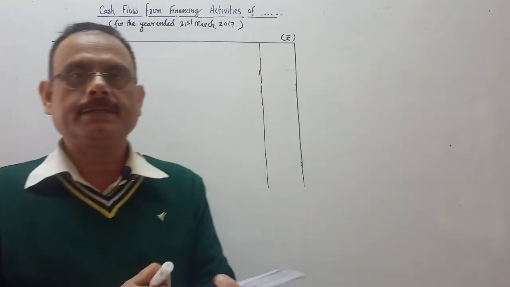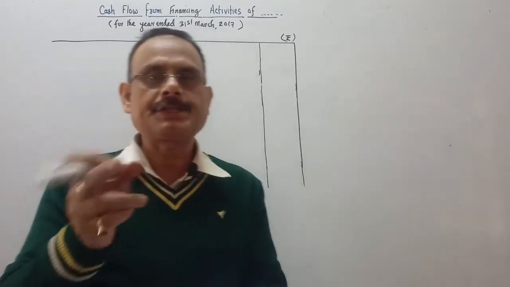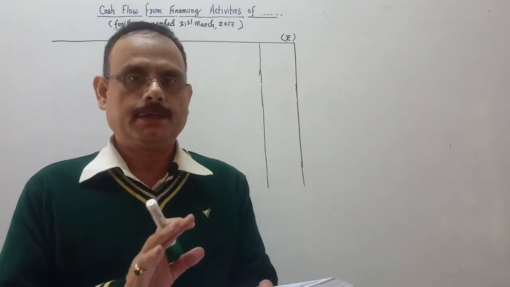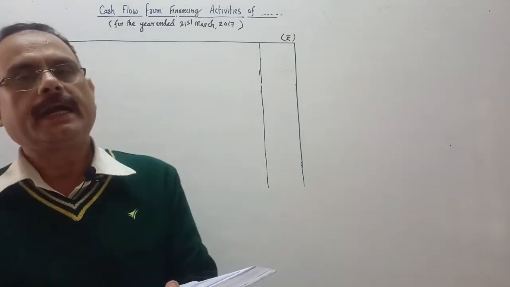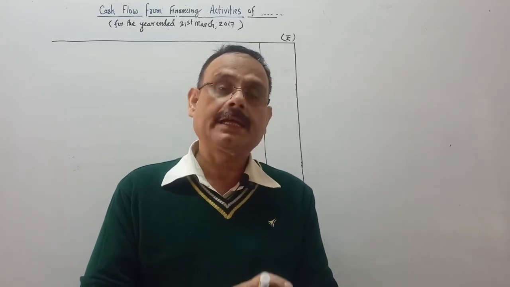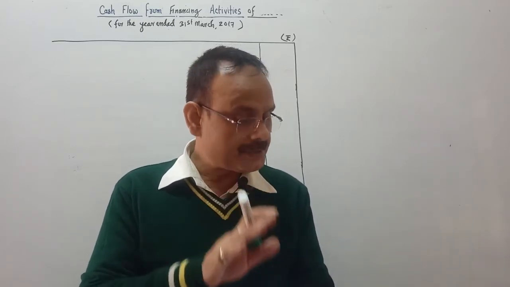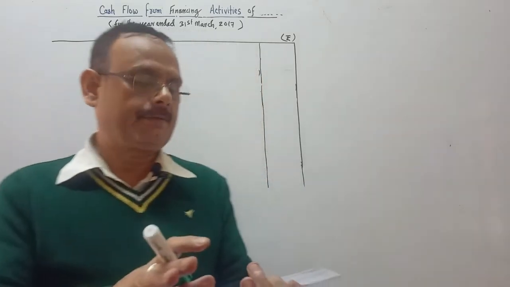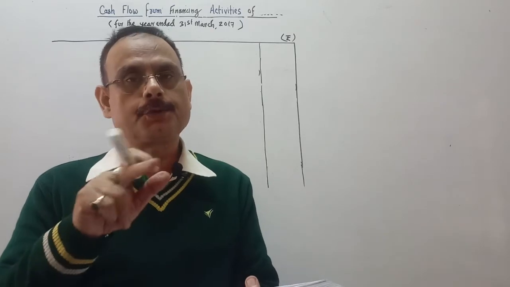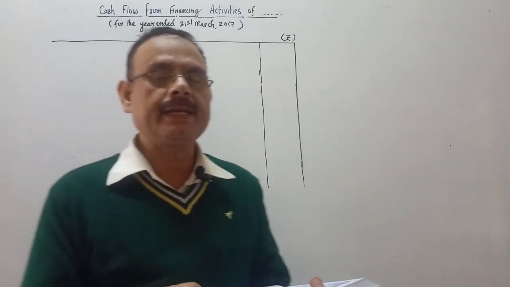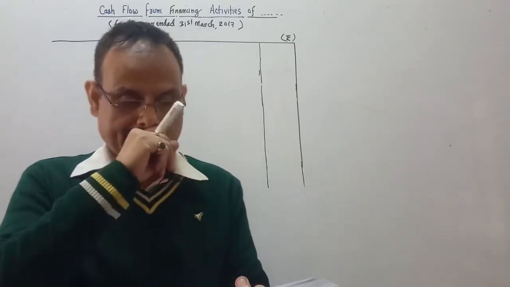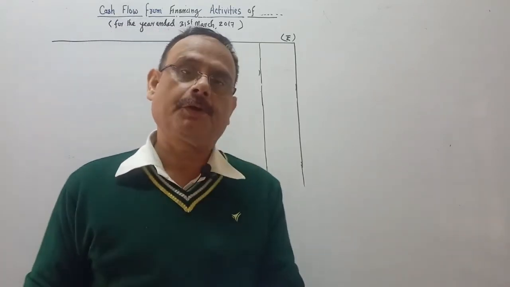In this question, the information of 2 consecutive years is given, 31st March 2017 and 31st March 2018. It is regarding the equity share capital, 12% debenture, 10% debenture, and bank overdraft. These 4 items are given for 2 consecutive years, 2017 and 2018. Thereafter there are additional informations, a total of 4.